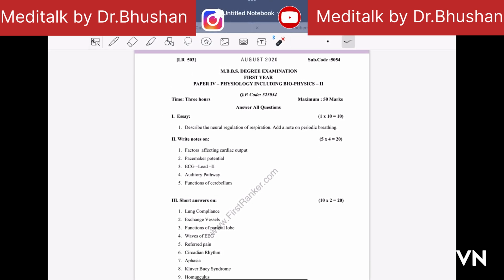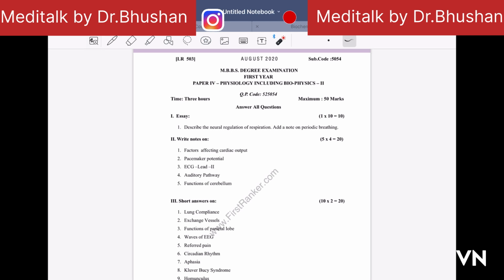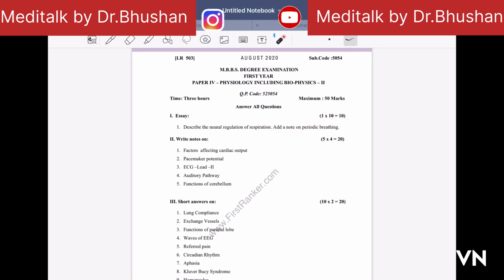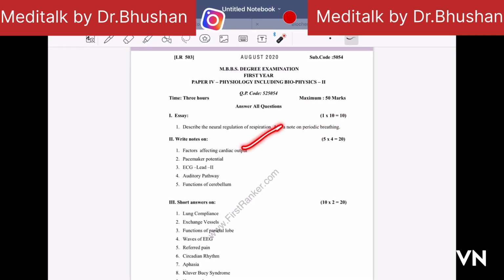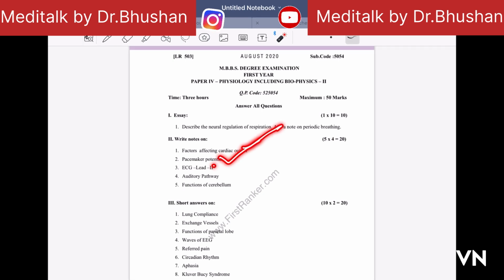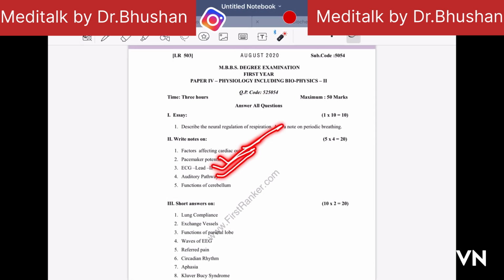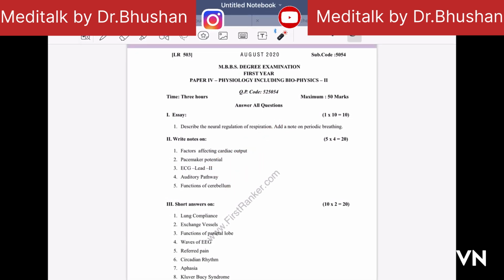2020 part 2, paper 2. Describe the neural regulation of respiration. Add a note on periodic breathing for the 10 marks. Factors affecting the cardiac output, pacemaker potential, ECG leads, auditory pathway, and function of cerebellum.